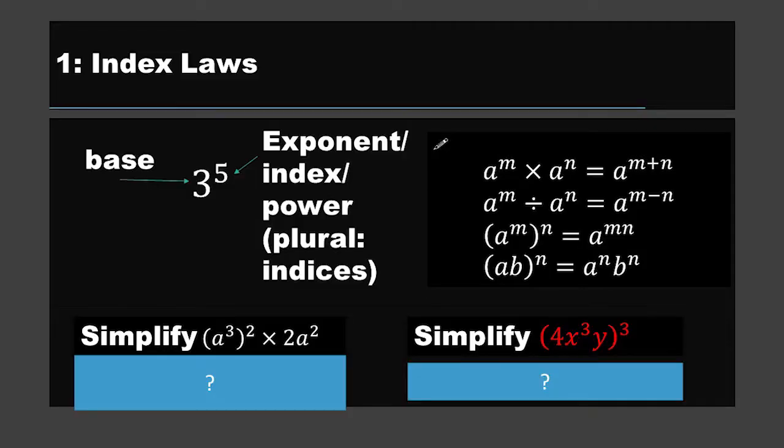Moving on to the next question, we have 4x cubed y, all raised to the power 3. Now, if you want to do this one, what you need to do is remove the bracket again.